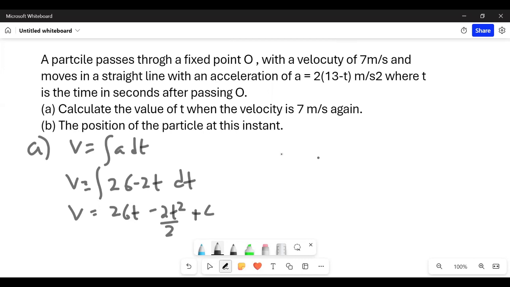Just a second. I have written the equation wrong. Acceleration is 2 times (3 minus t), not 13 minus t. So then this becomes 6 minus 2t, and integrating this gives 6t minus 2t square upon 2. So we're getting v equals 6t minus t square plus c.